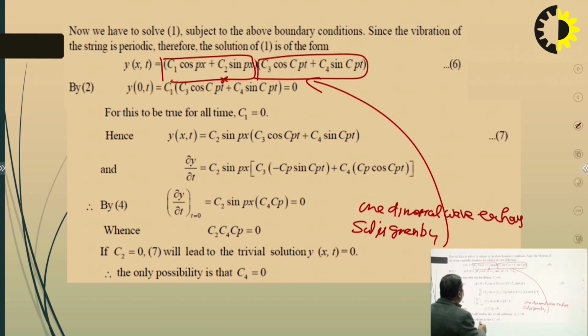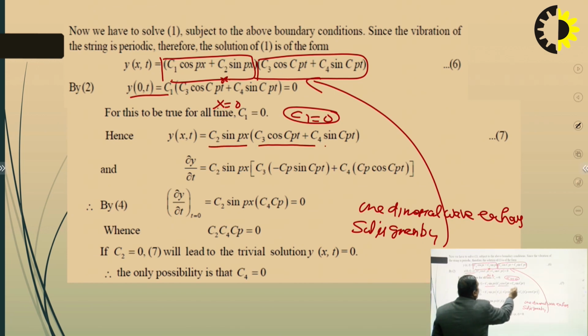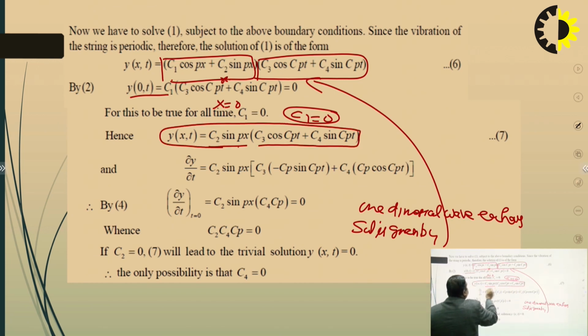First, we have the given condition, that is y(0,t) is equal to 0. On putting x is equal to 0 in this relation, cos 0 is 1 and sin 0 is 0. That becomes c1 is equal to 0. Putting this value, we get c1 is equal to 0. Again, y(x,t) is equal to c2 sin px, into (c3 cos cpt plus c4 sin cpt), since c1 has become 0.